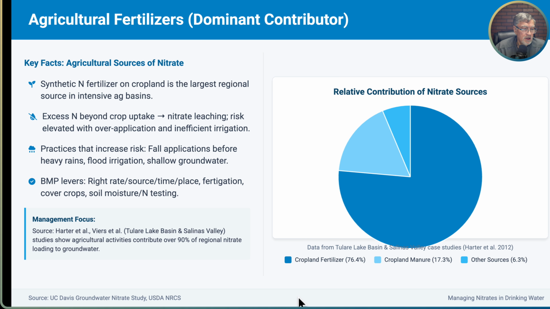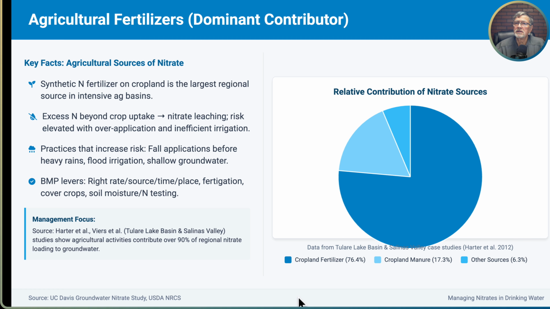Practices that increase risk are fall applications before heavy rains, flood irrigation, and shallow groundwater. So best management practices really are applying the right rate, the right source, at the right time, in the right place, looking at the weather and the timing. Fertigation, which is really injection of fertilizers, is going to be very specific to the plant's needs in that area. So you're not doing a broad brush application, you're actually injecting right where it's needed.